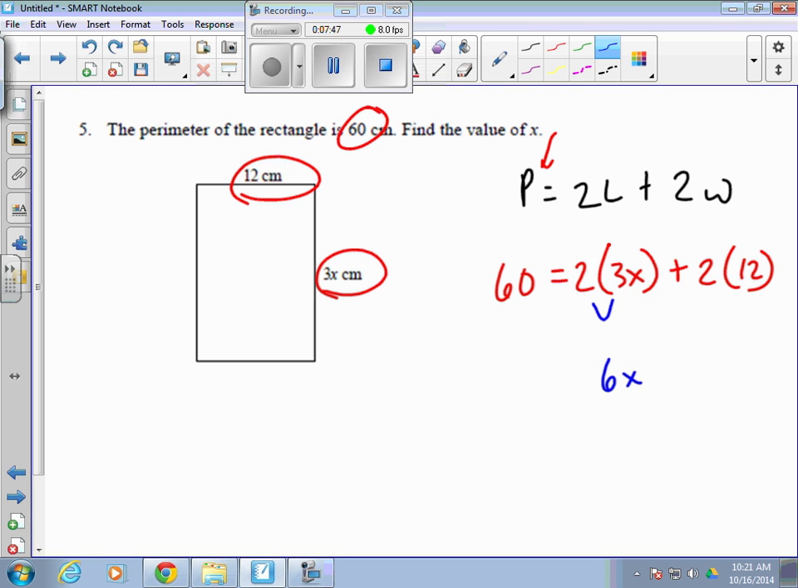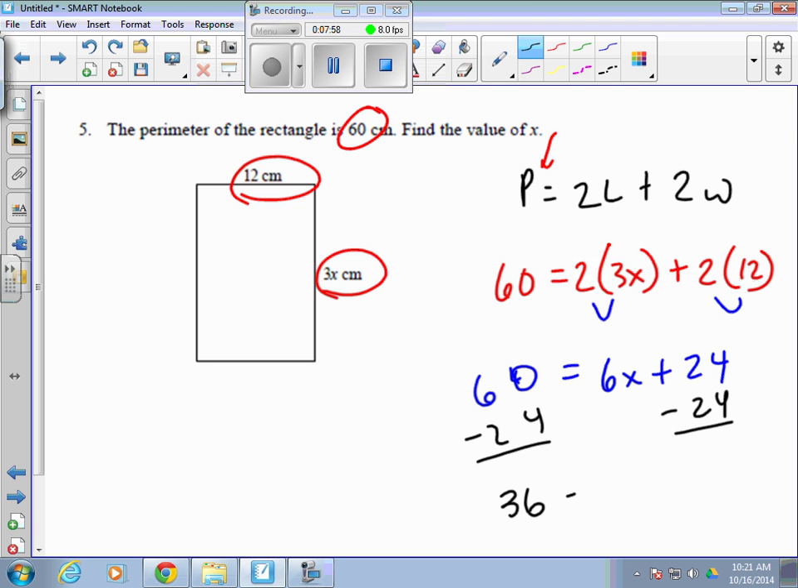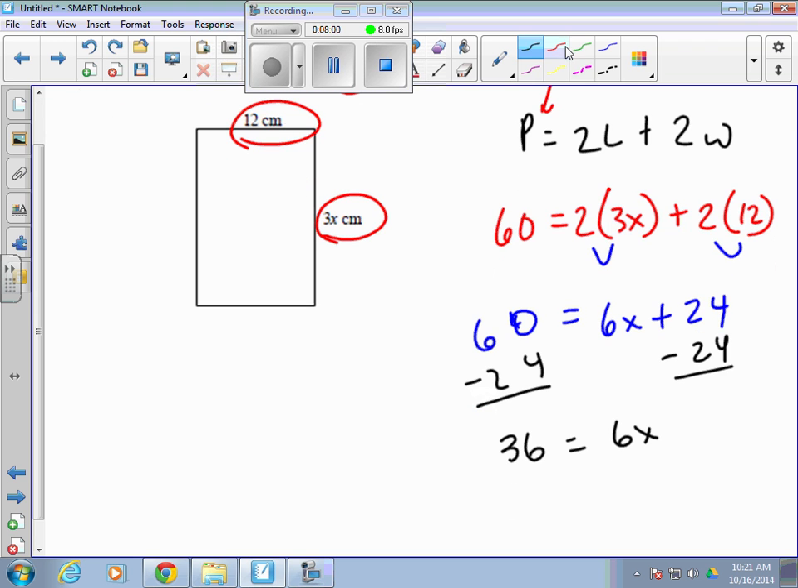2 times 3x is 6x. 2 times 12 is plus 24 is equal to 60. Subtract 24 on both sides. When you do that, you get 36 is equal to 6x. And get rid of 6 times something by dividing by 6 on both sides. X is 6. So for that one, x is 6.